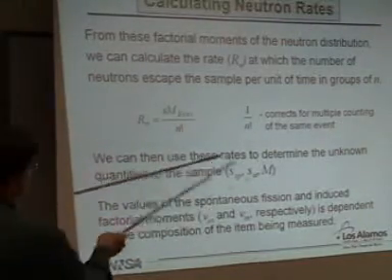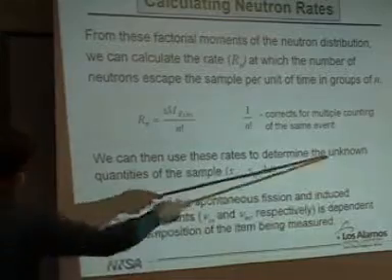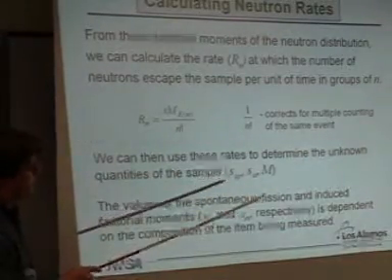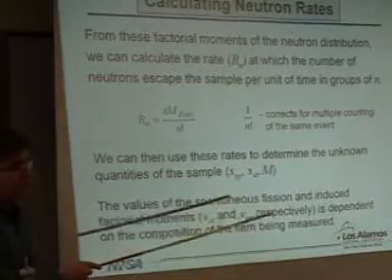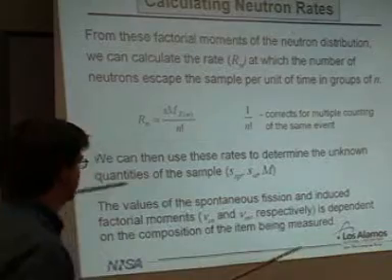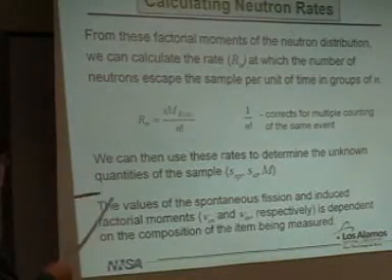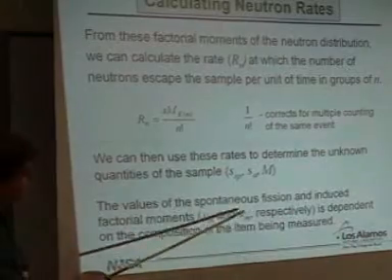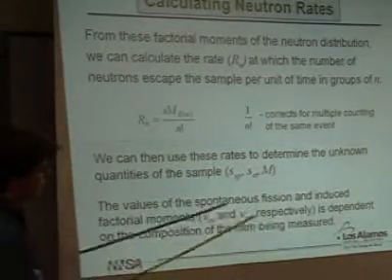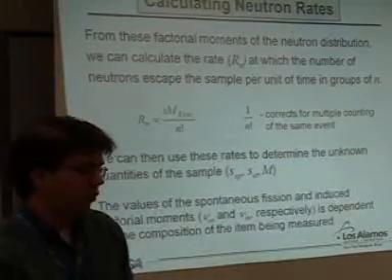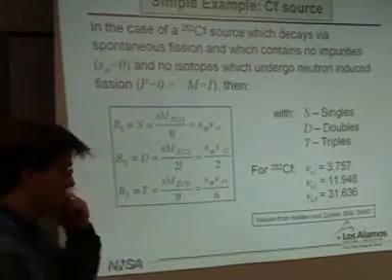We can use these rates then to determine the unknown quantities of the sample, namely the number of spontaneous fissions occurring in the sample, the number of alpha n reactions occurring in the sample, and how much multiplication is in the sample. The values of the spontaneous fission and induced fission moments, nu Sn and nu In, respectively, depend on the composition of the item being measured. Let me illustrate that with a simple example.